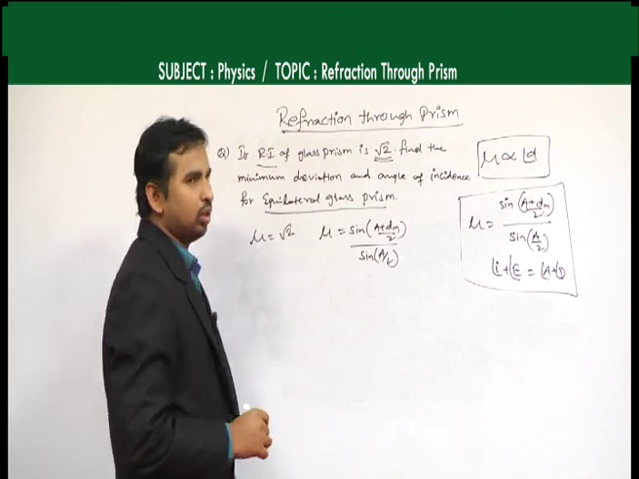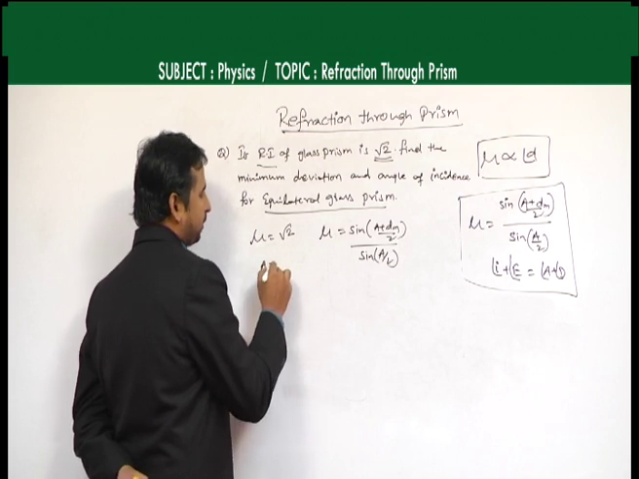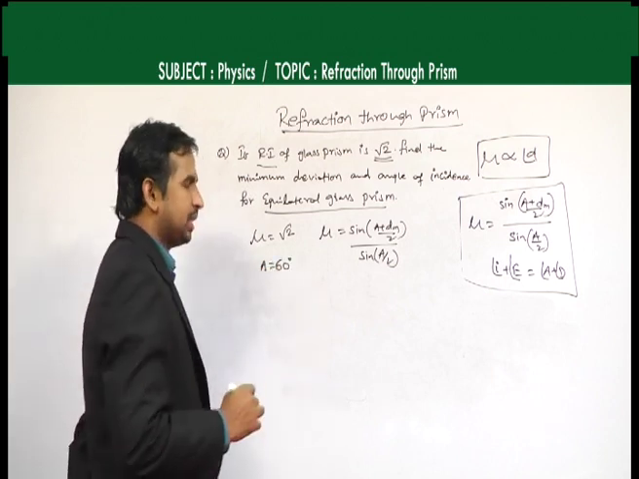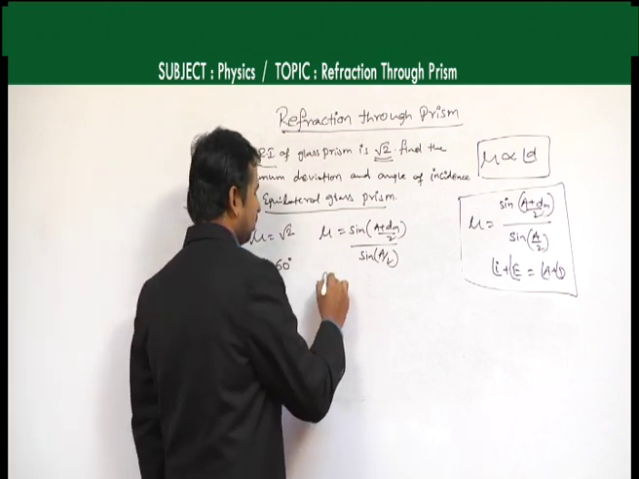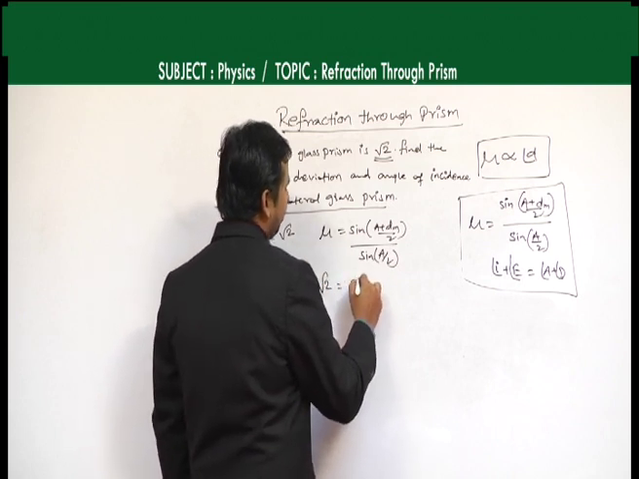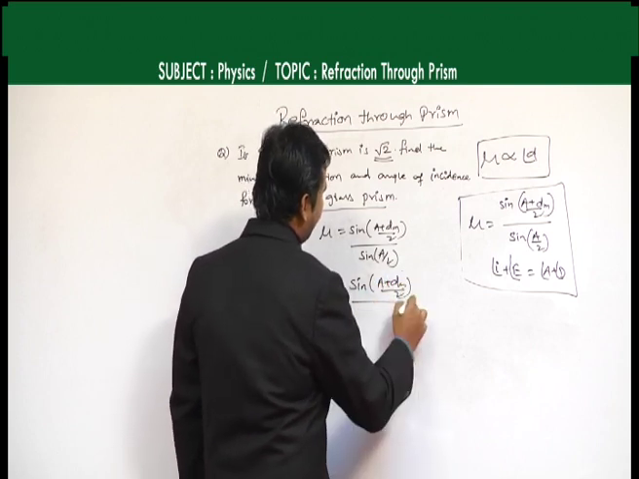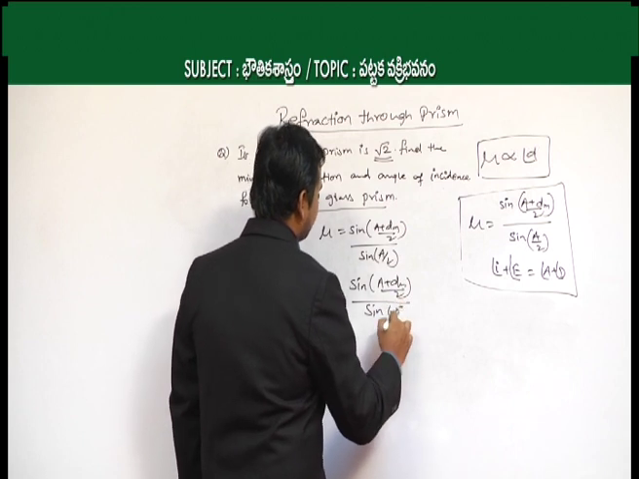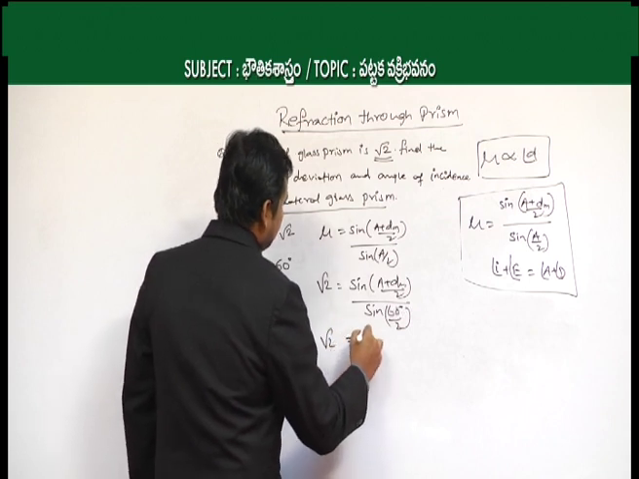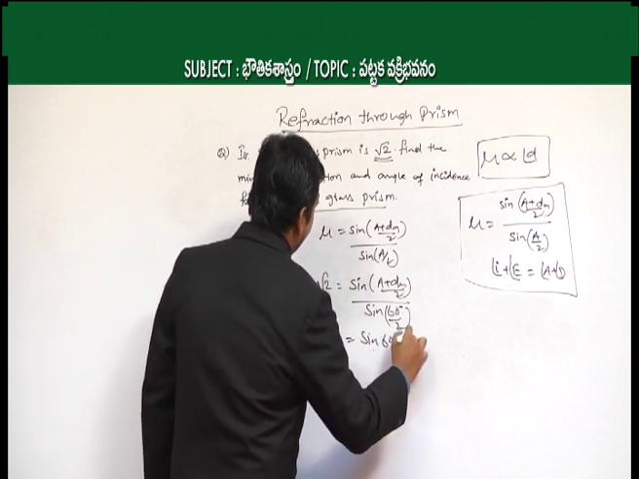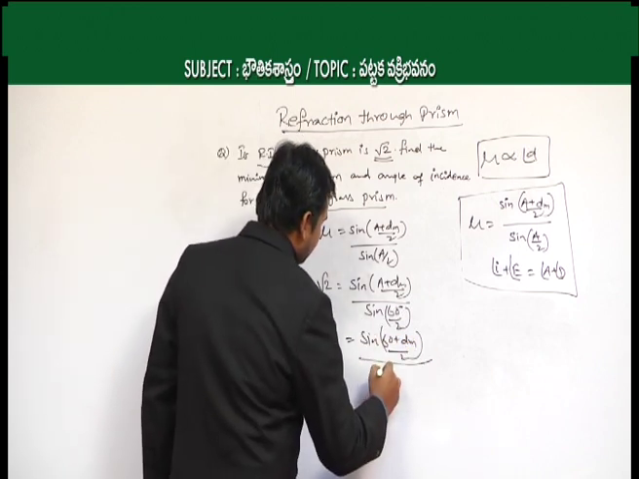As mu is equal to √2, and for an equilateral glass prism the angle of the prism is 60 degrees, then √2 is equal to sine of (A plus Dm) by 2 divided by sine A by 2, where A is equal to 60 degrees. So √2 is equal to sine of (60 plus Dm) by 2 divided by sine 60 by 2, which is sine 30.